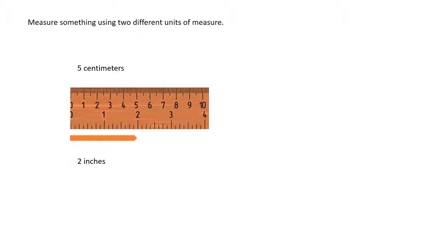after measuring an object with two different units of measure, students should be able to explain why there is more of one unit of measure than the other. So they should be able to explain that there are more centimeters used to measure an object than inches because centimeters are shorter than inches.